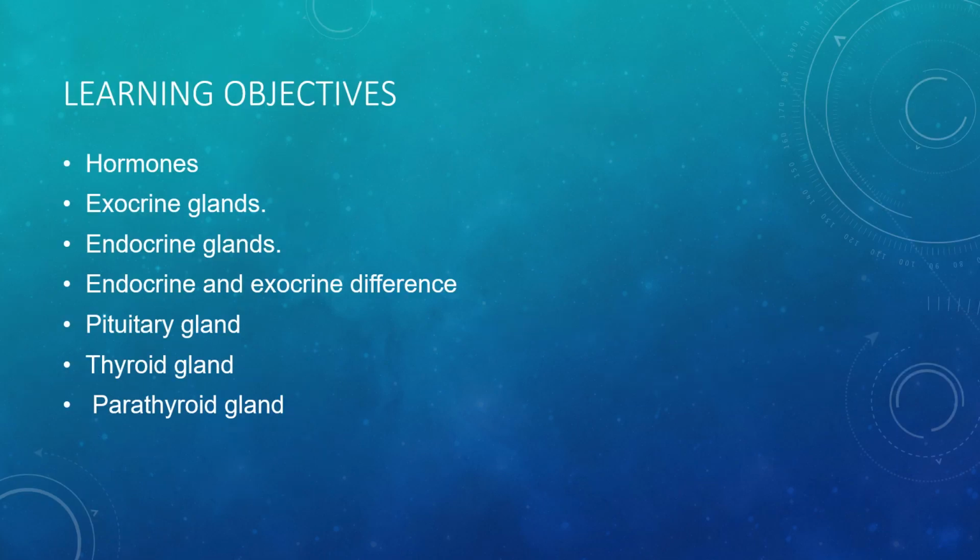Now, what are the learning objectives of today's lesson? Today we are going to discuss what hormones are, what exocrine glands are, what endocrine glands are, and the main thing is we should learn the difference between the endocrine and the exocrine gland. Today we have taken three main glands: thyroid, pituitary and parathyroid. We are going to discuss the function and the location of these three glands, and we will also discuss the hyposecretion and hypersecretion of these three glands.